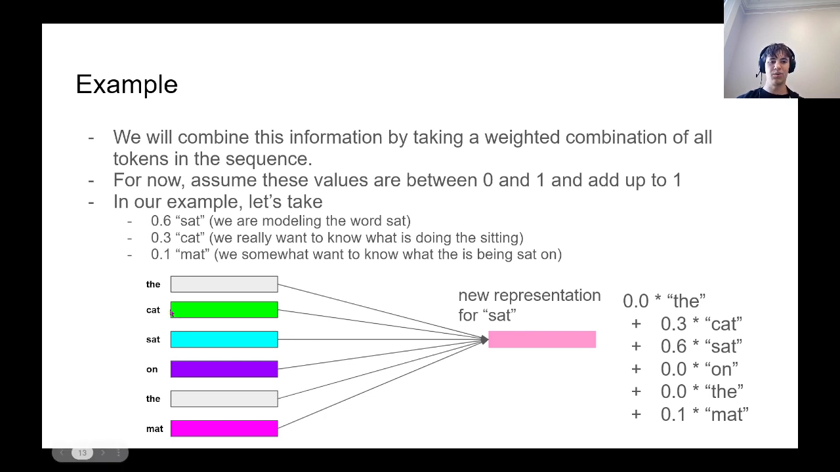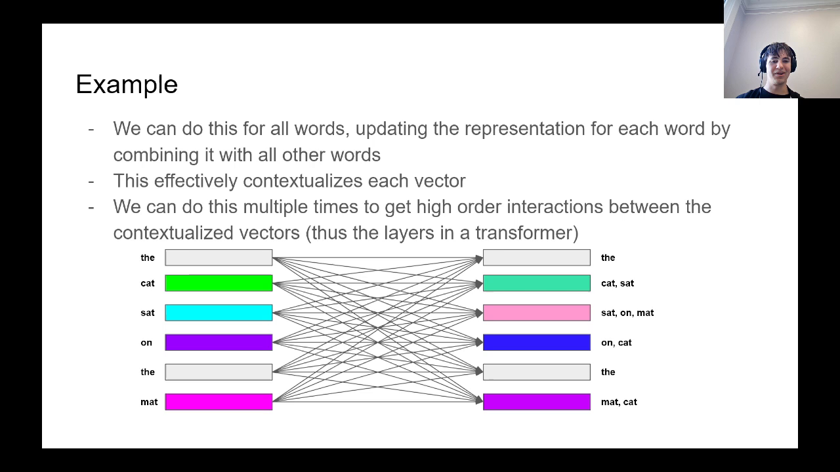Now we have this representation here, which is a linear combination of all the vectors here. So 0.3 times cat, 0.6 times the vector sat, and 0.1 times the vector mat. You add them all up, and you get your new representation, which now does not represent just sat. It represents sat, cat, and mat. It represents 60% sat, 30% cat, and 10% mat. So that's the idea, and you do this for all the words.